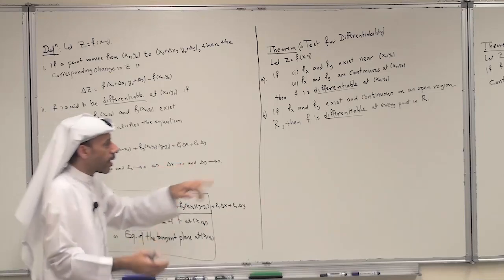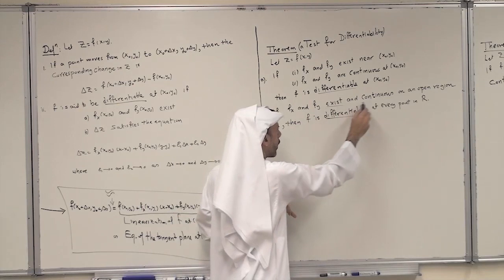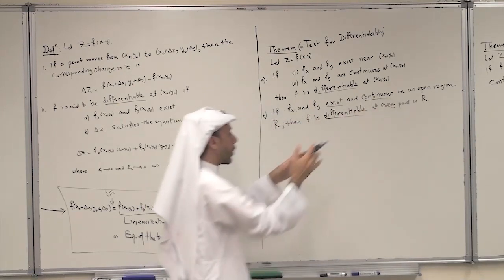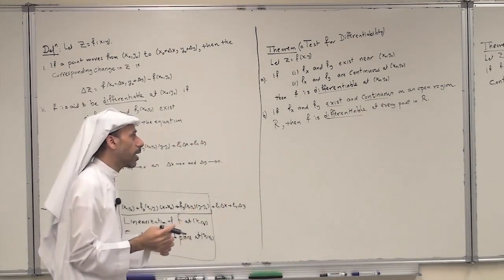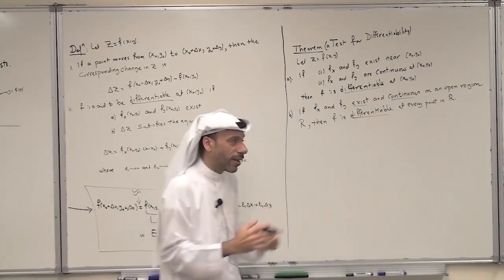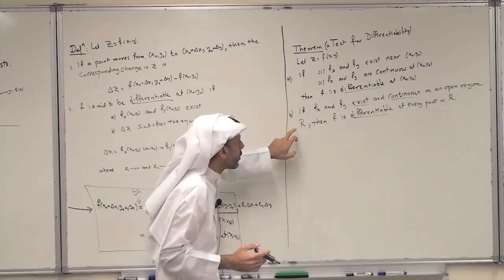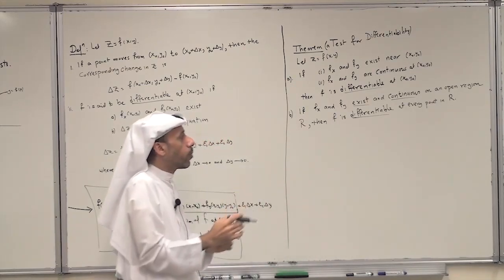Differentiability on a region: if f sub x and f sub y exist and are continuous on an open region R, then we say that f is differentiable at every point in R. So this is checking differentiability at a point, and this is checking differentiability on an open region.